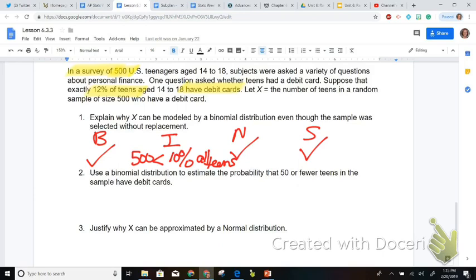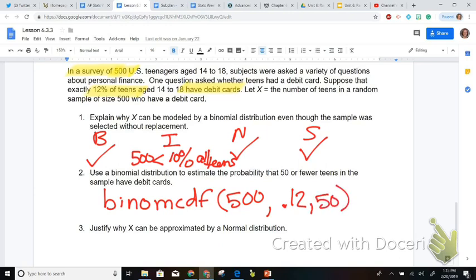That means that it's going to be close enough to independent that I can move forward and use the binomial setup. So if we want to estimate the chance that 50 or fewer of them have debit cards, we're going to use our binomial CDF on our calculator, where we have a sample size of 500, a chance of success of 12% or 0.12, and we wanted to find out the chances that 50 or fewer of them have the debit card. That works out to about 9%.